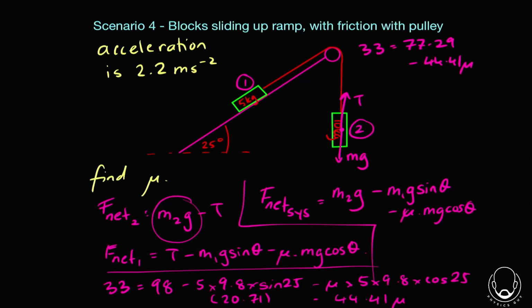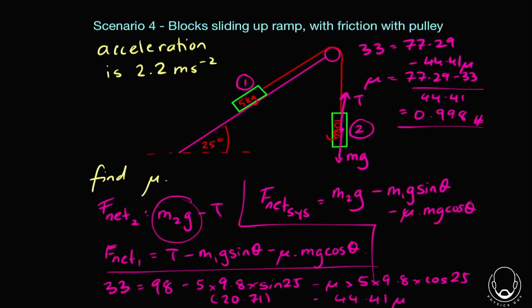All right, so when we rearrange this and make mu the subject, mu is going to end up being 77.29 minus 33 over 44.41. So we end up with a mu of around about 0.998. There we go. Do keep in mind that the coefficient of friction is a ratio of two forces, so there are no units for the coefficient of friction.